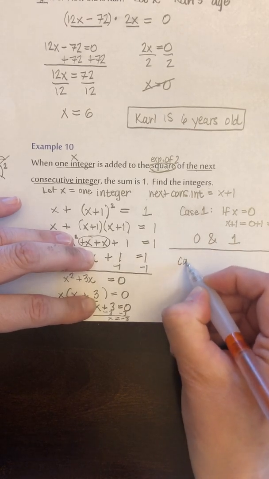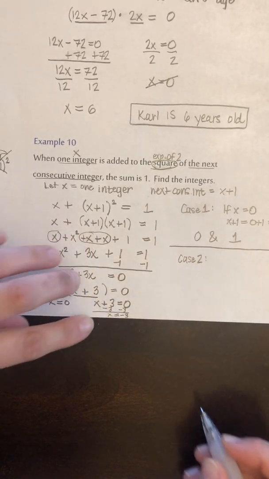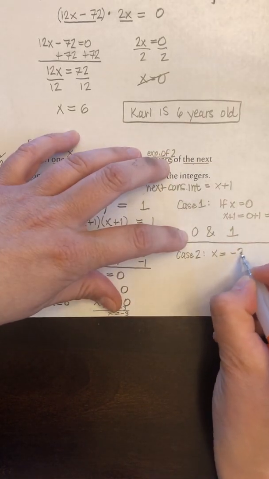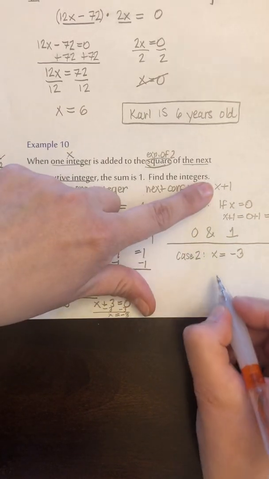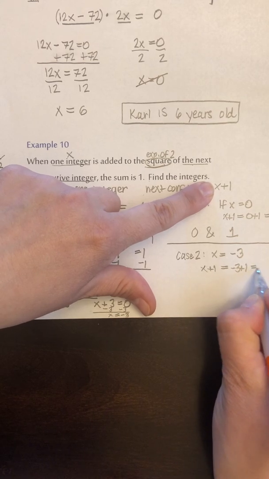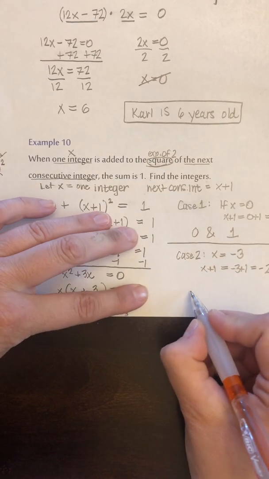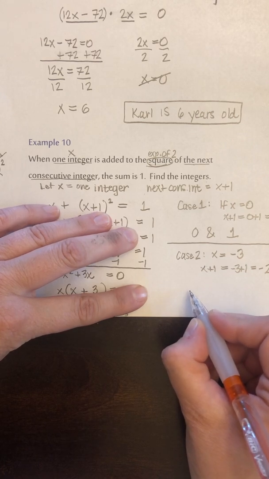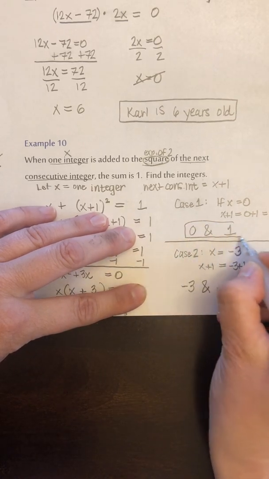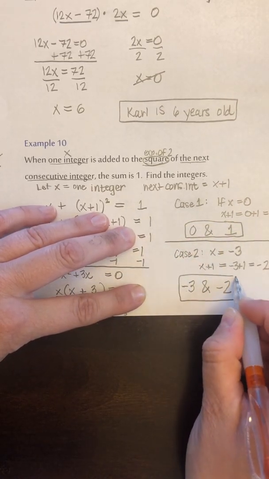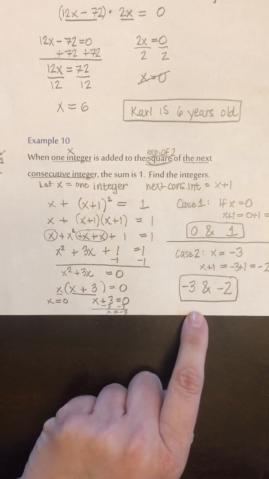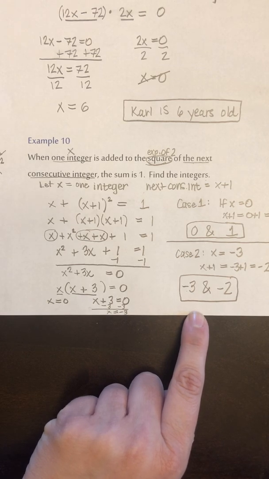But then you have a second case, because we also found out, according to our math, that x could be -3. And if x is -3, then x plus 1 is -3 plus 1, which is -2. So our other answer for this problem is that the numbers could be -3 and -2. So we actually got two different sets of solutions. Our two numbers could have been a 0 and a 1, or our two numbers could be -3 and -2.